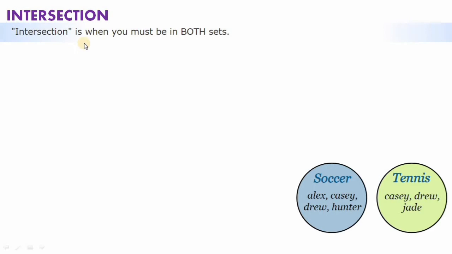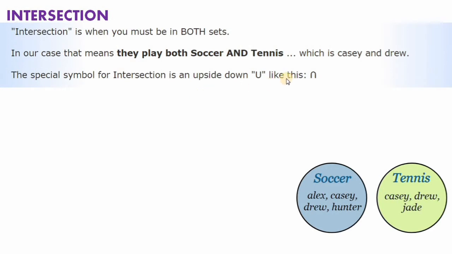The next topic is intersection. Intersection is when you must be in both sets. That means you have to be present in both the sets. If you see here, we see that Cassie and Drew are present in both the sets. So the intersection of these two sets will be a set containing Cassie and Drew, and it is denoted in this way.